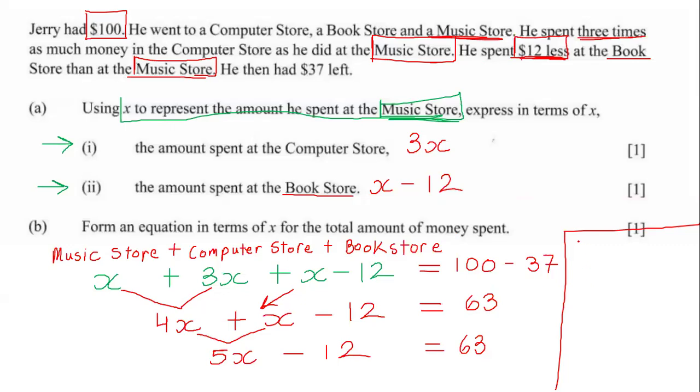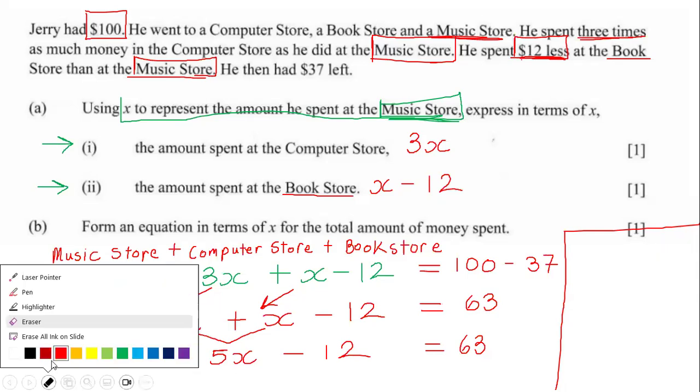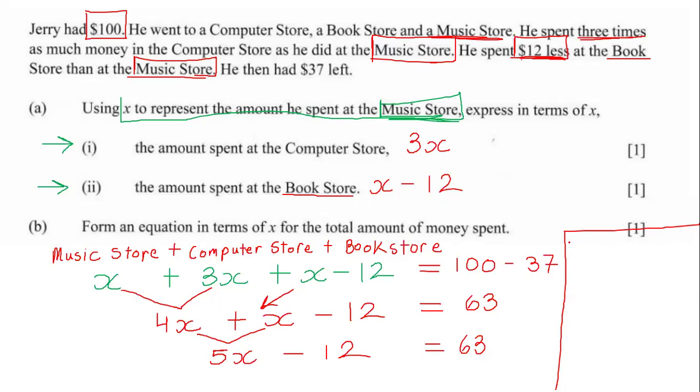We have 5x minus 12 is equal to 63. How are we going to solve that equation, this linear equation? 63 minus 12? Say it again. One second, let me do it. Go ahead and do it. Again, we have 5x minus 12 is equal to 63.